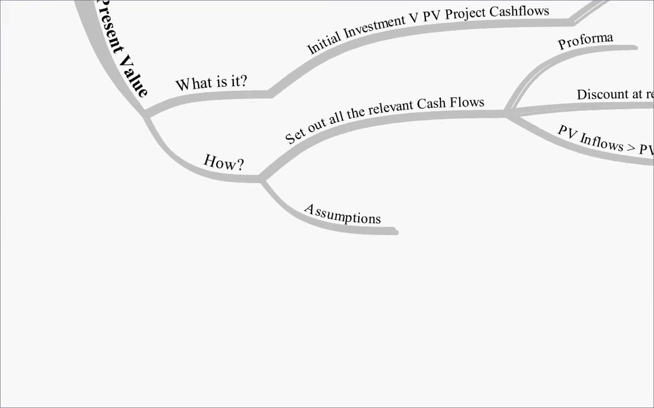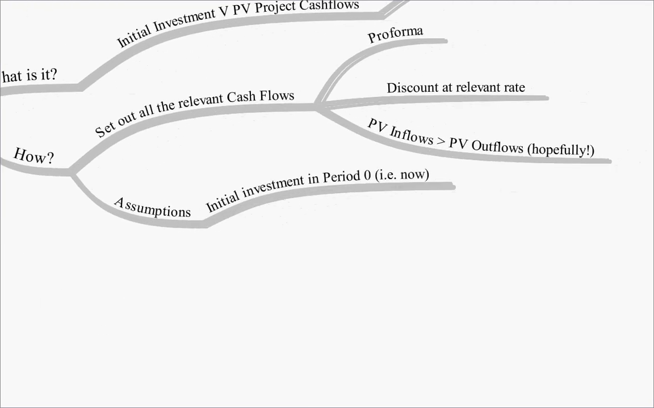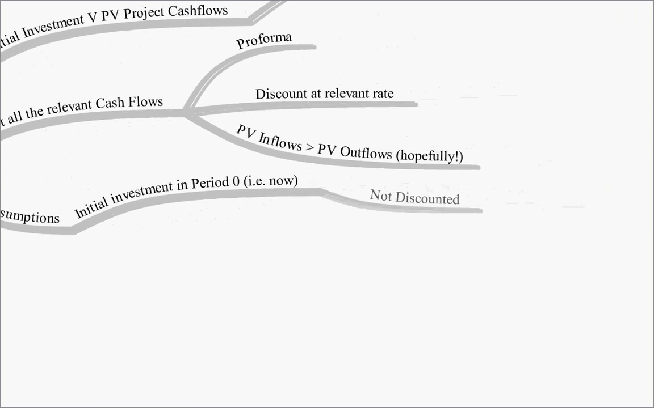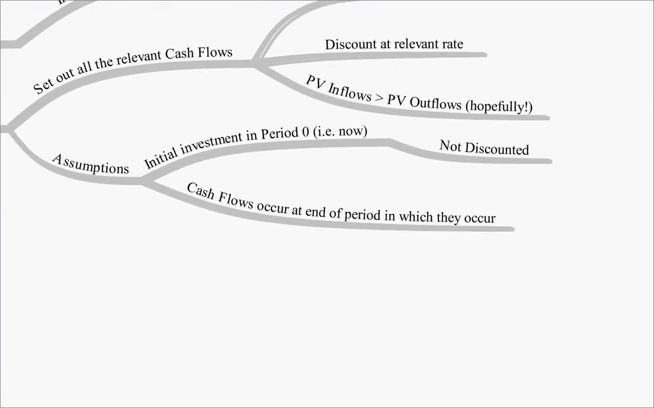A couple of assumptions we need to make. Well, our initial investment that we make is made now in period 0, so we don't need to discount it because it's at today's value. Our cash flows then occur at the end of the period in which they occur, so you don't have to split it up. If the cash flow occurs 6 months or 7 months into the period, we just assume it occurs at the end and apply the full discount rate for that period.